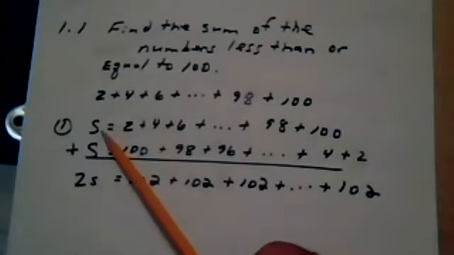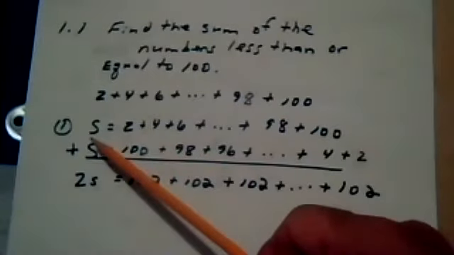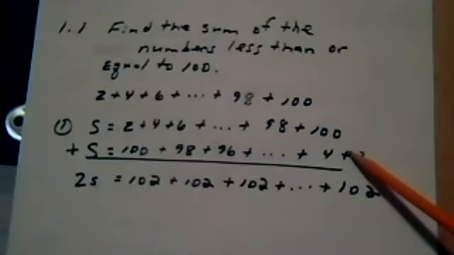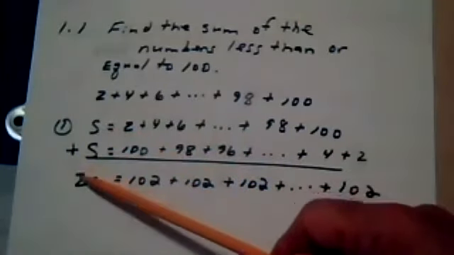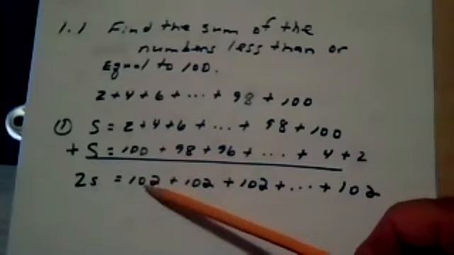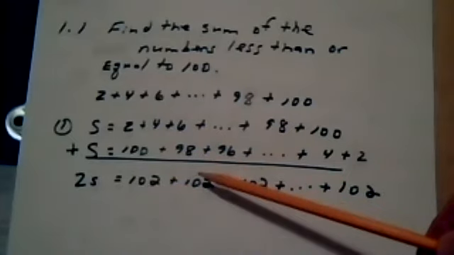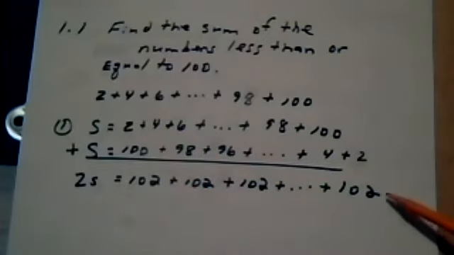So you could have the sum adding in one direction, and you could have the same sum adding the other direction. If you add these two equations, this is S plus S is 2S. This is 2 plus 100 is 102. 4 plus 98 is 102. And you see a pattern that these are going to be all 102s. So the next question is, how many 102s do we have?